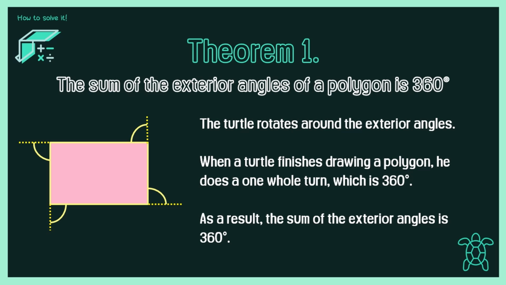According to the video, the turtle moves forward, and when he reaches the vertex, he turns toward the next direction. How many degrees will the turtle turn by? The turtle turns through the exterior angle. When a turtle finishes drawing a polygon, he does one whole turn, which is 360 degrees. As a result, the sum of the exterior angles is 360 degrees. We can understand this theorem by turtle.